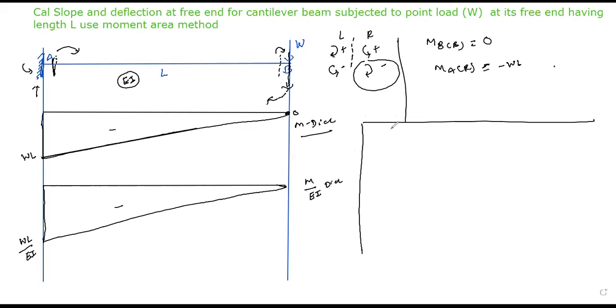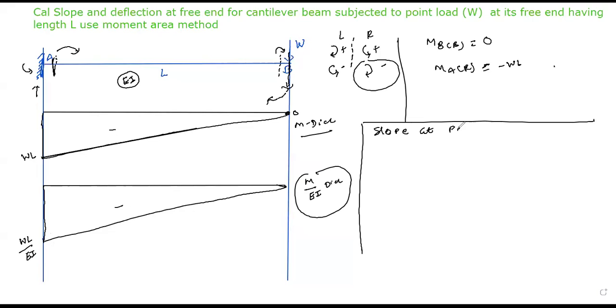Okay, so now let me calculate slope at point B, because we need to draw an M divided by EI diagram. Okay, simple. What is the value of moment at point A? That is W into L. Simple, W into L divided by EI. That's why WL by EI. Okay, I hope you are able to understand it.